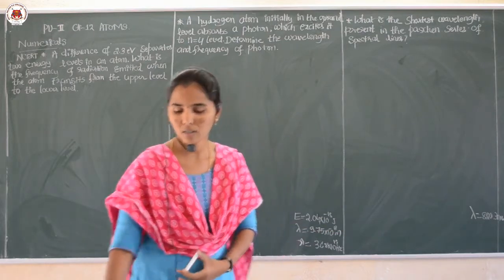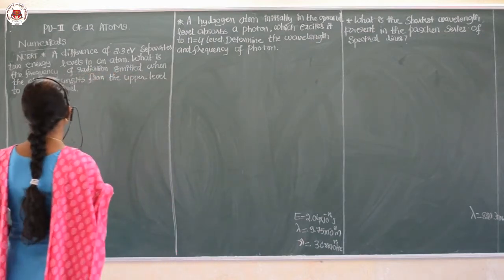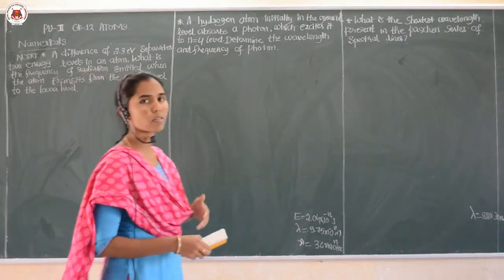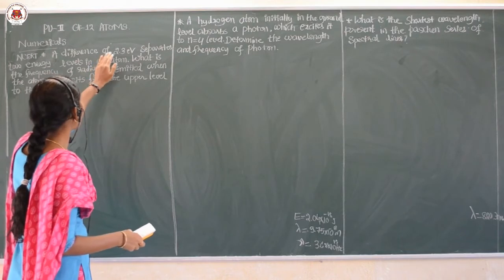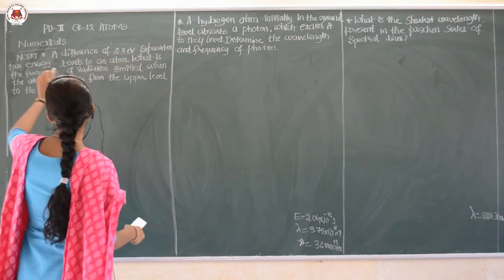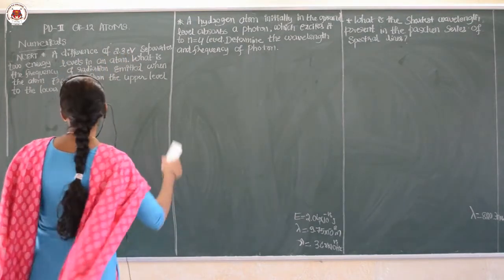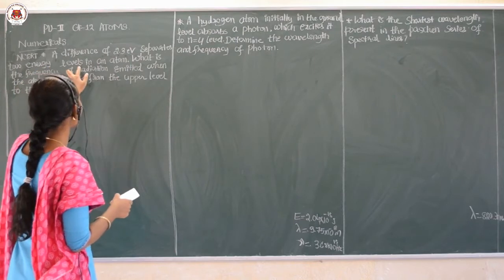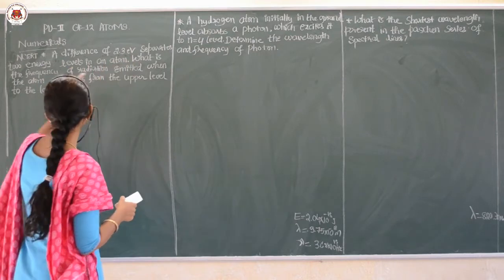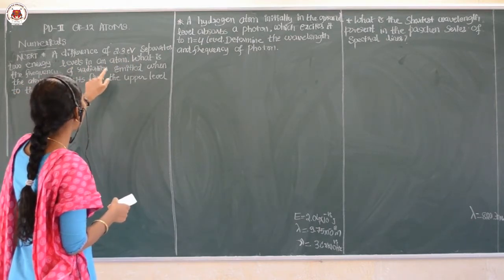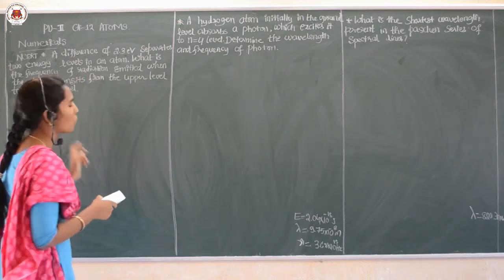Come, let us solve a few of the numericals in this chapter. The first one is an NCERT numerical; only NCERT numericals we will solve today. The question is: a difference of 2.3 electron volt separates two energy levels in an atom. What is the frequency of the radiation emitted when the atom transits from the upper level to the lower level?